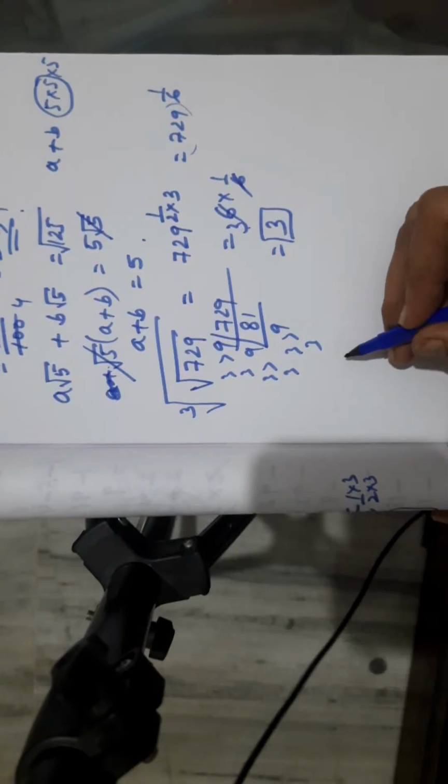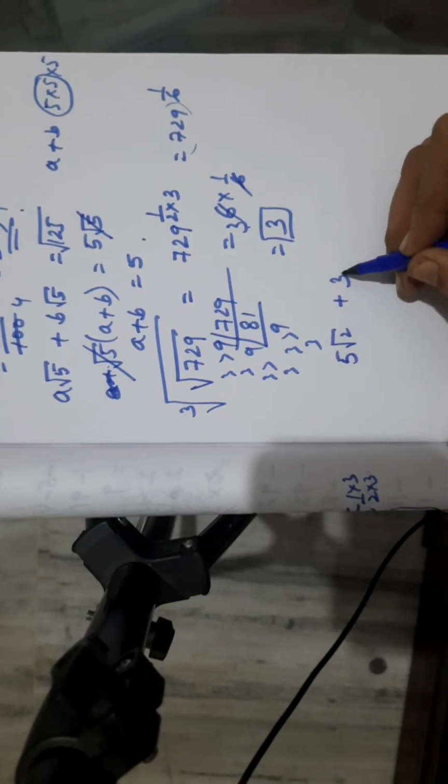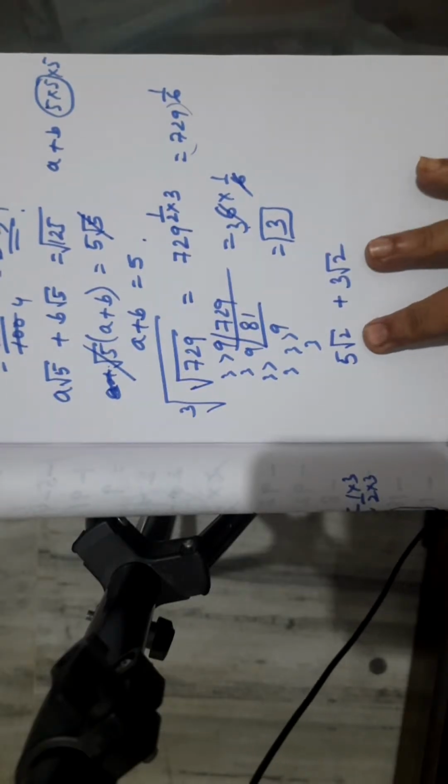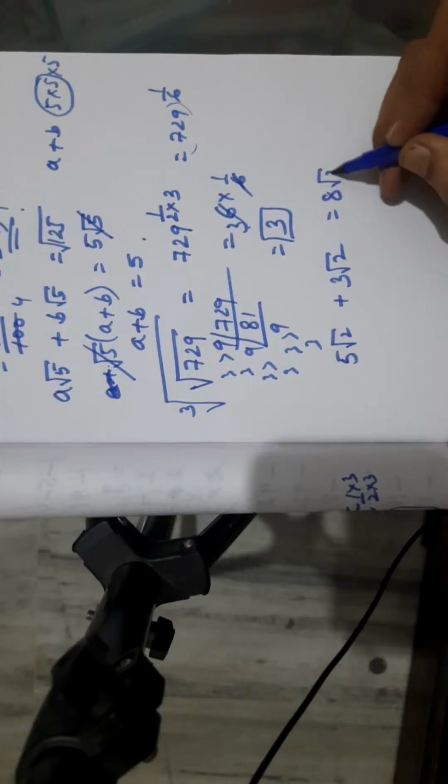So yeah, next is given 5 root 2 plus 3 root 2. If the root part is same, you can add the number directly. So the answer will be 8 root 2.